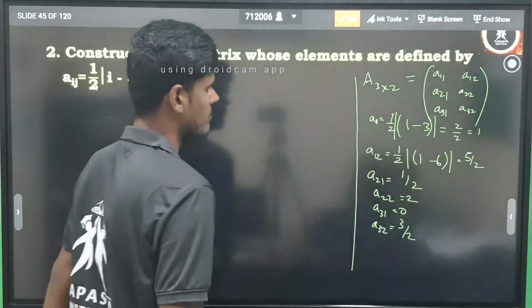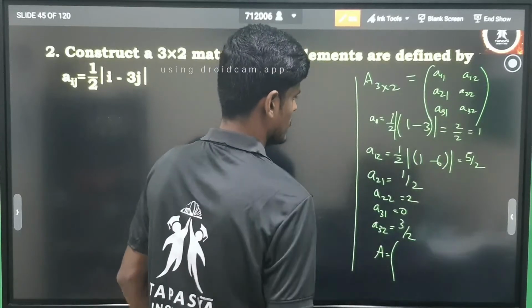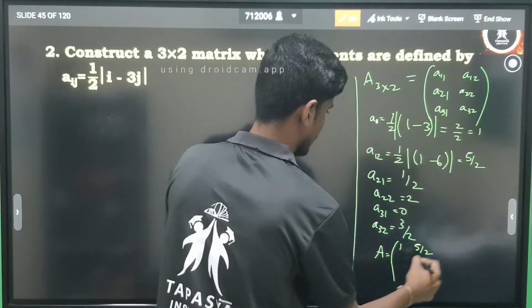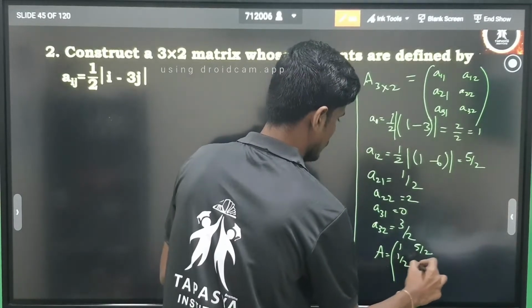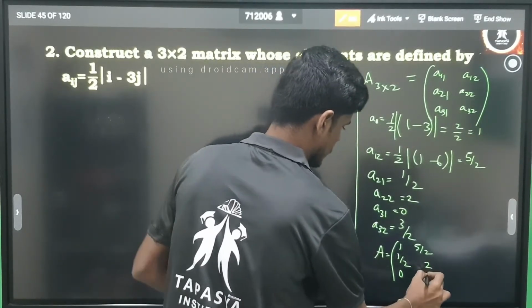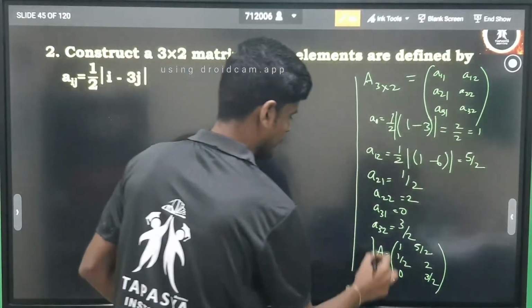So what is the required matrix? Matrix A will be equal to, write the elements: a11 is 1, a12 is 5 by 2, a21 is 1 by 2, a22 is 2, a31 is 0, a32 is 3 by 2. This is the required answer.